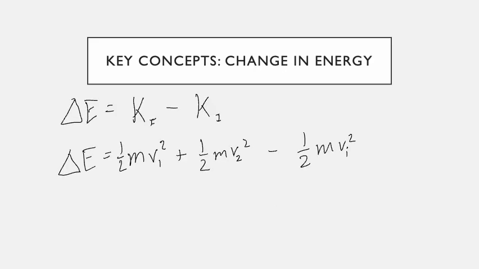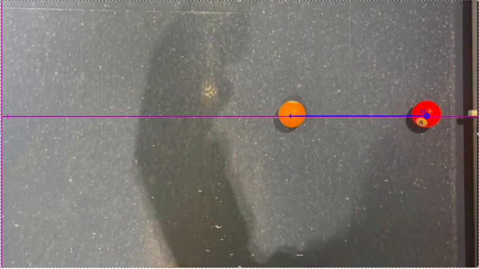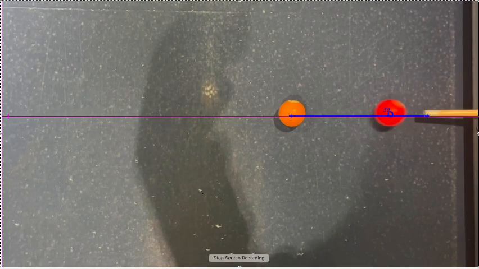And then another key concept is going to be our change in energy, which in this system we're just going to define as kinetic final minus kinetic initial. And so we can just make this equation right here, and we'll calculate that after the video. And so here's our video.